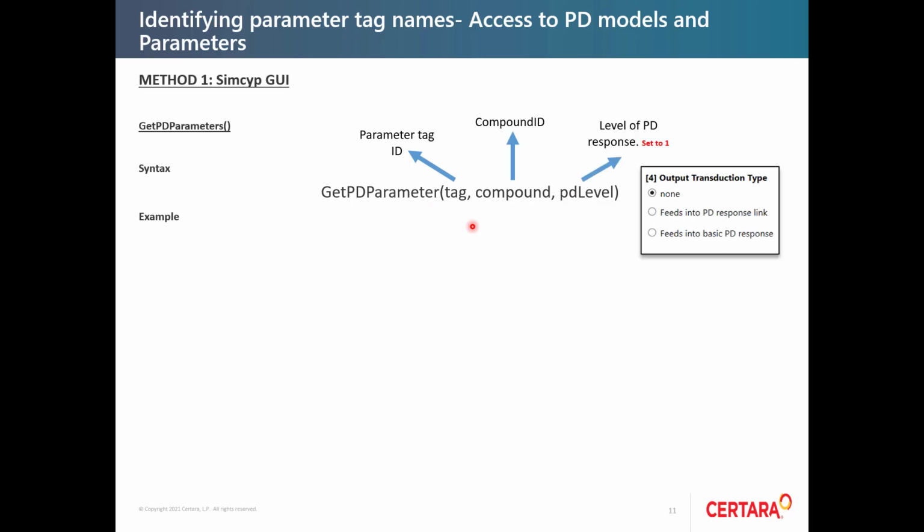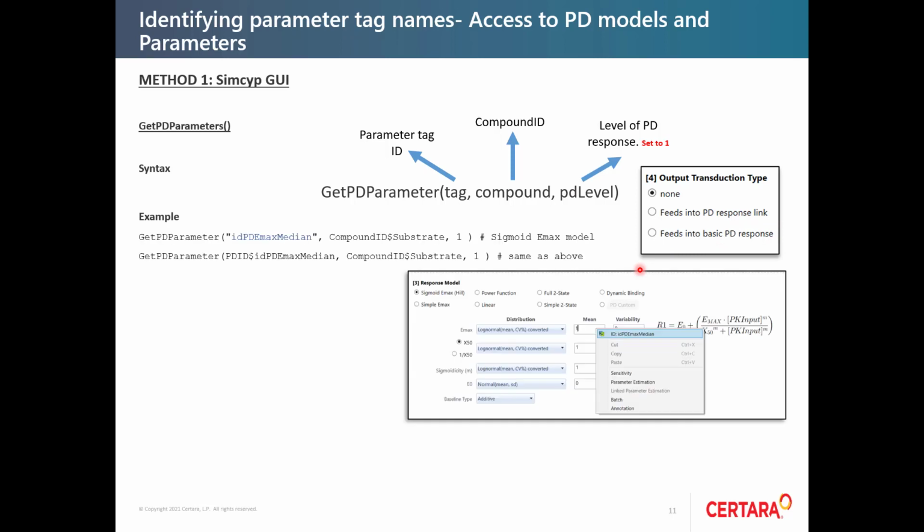Another example that I'm demonstrating on screen is if you're interested in changing any PD parameter within your workspace. For this, you use the function called getPDParameter, and you need to specify, number one, the tag ID, the compound ID, and finally the PD level. The PD level is always going to be set to 1, and this is because the selection within the output transduction type is always assumed to be none. So we are not feeding into, for example, the PD response link model or another basic PD response model.